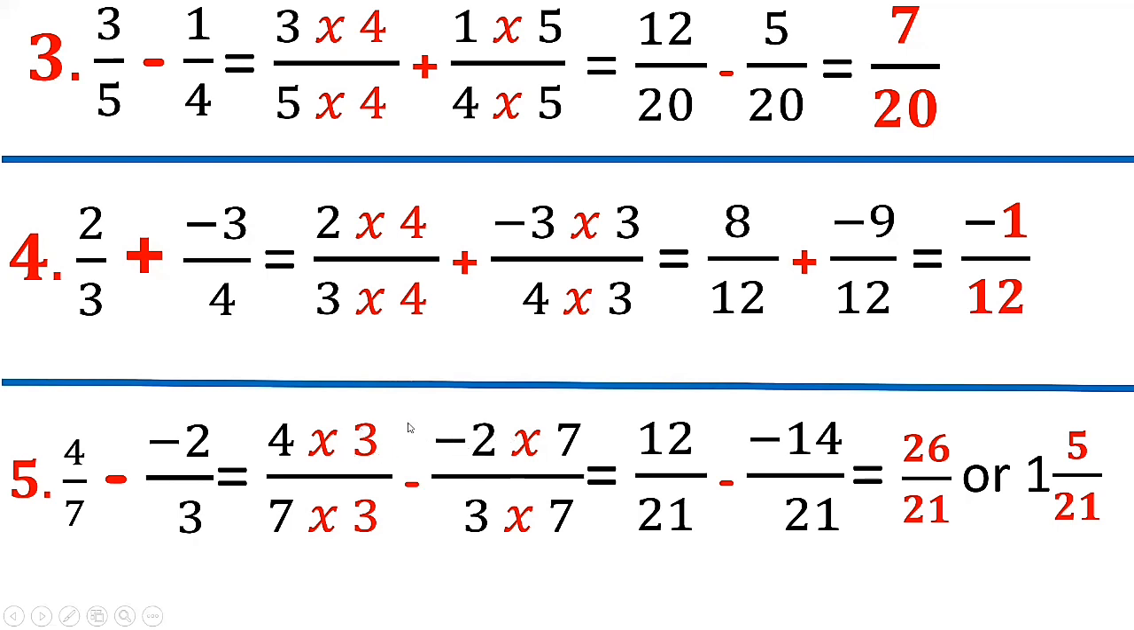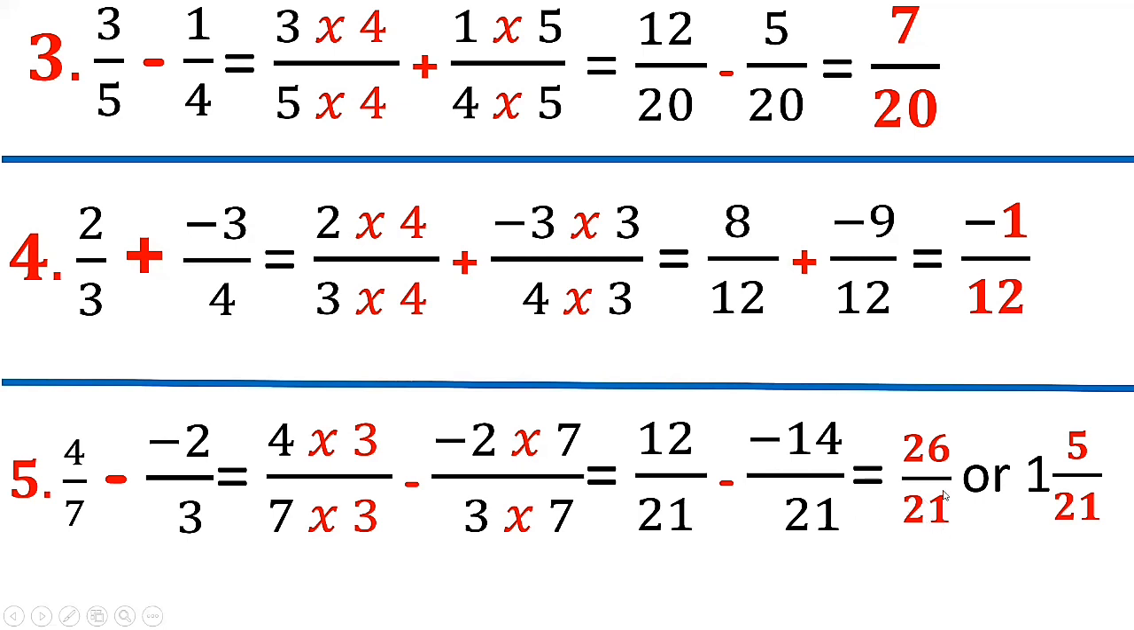So 4 times 3 is equal to 12 and 7 times 3 is equal to 21. Minus negative 2 times 7, wherein we have negative 14. And 3 times 7, it's equal to 21. Now, how did we get 26/21?